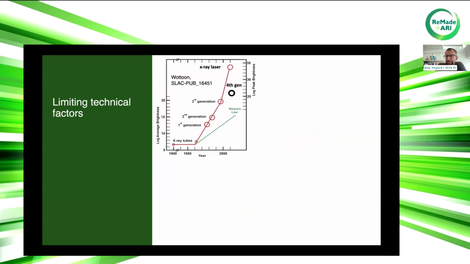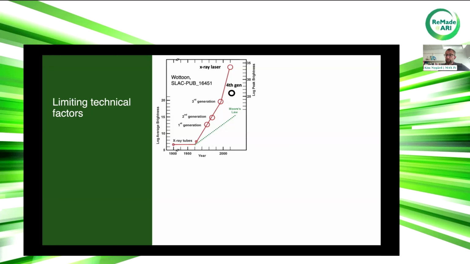What are then the limiting technical factors in an experiment like this? Now, for those of you who are not familiar with synchrotrons or accelerator-based light sources, there's a huge increase in the brilliance of the X-ray source when going from X-ray tubes that we can use in home labs for doing, for example, small angle scattering or diffraction, towards the synchrotrons, where the brilliance goes up by many orders of magnitude.